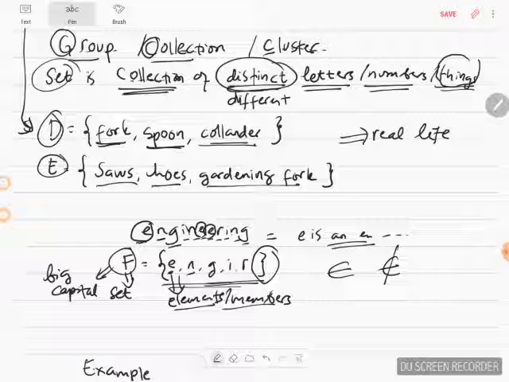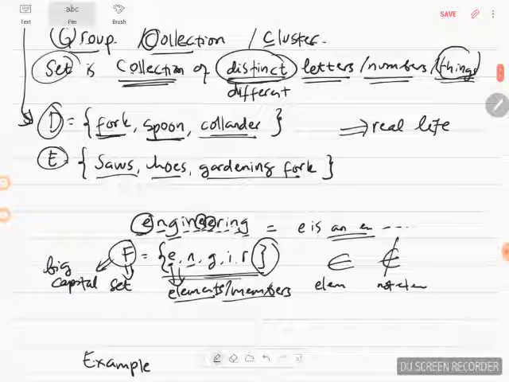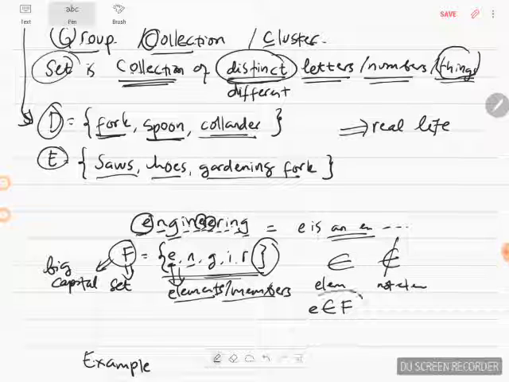How about N? Does N belong to F? Is N an element of F? Is N a member of F? Yes, it is. So we just write it as N an element of F. How about G? G also is an element of F, so we just write it as G an element of F. How about B? Since B is not found inside the members of the set, it means B is simply not an element of F.